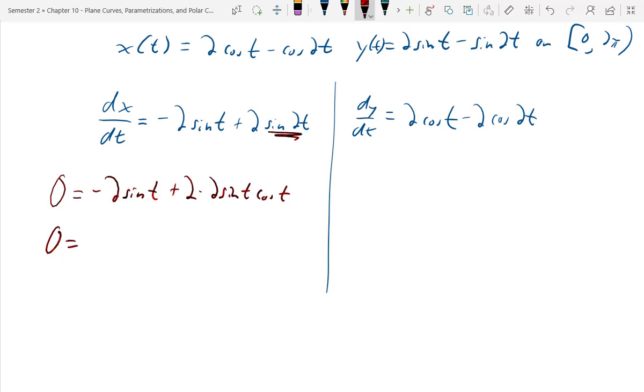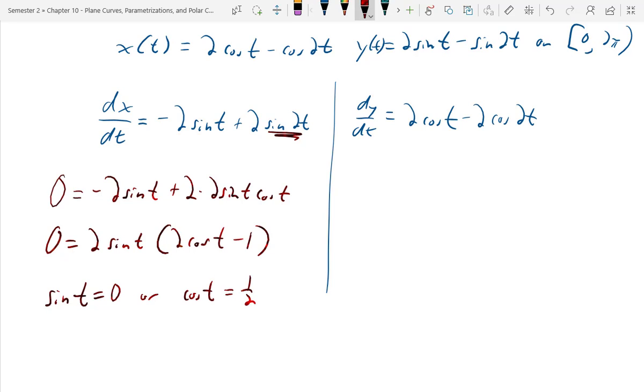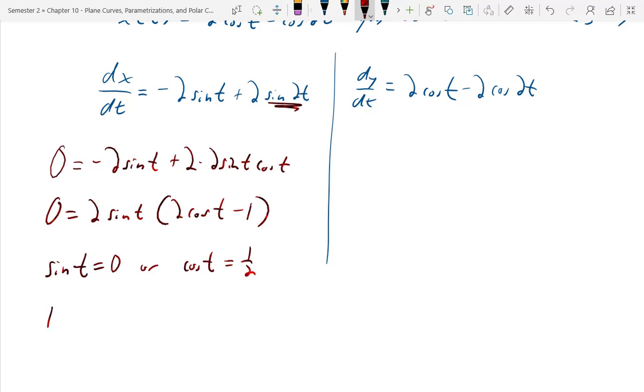Factor. I'm going to pull out a 2 sine t from both. I end up with 2 cosine t minus 1. And I have sine of t is equal to 0, or cosine of t is equal to 1/2. On 0 to 2 pi, that means t could be equal to 0, t could be equal to pi.